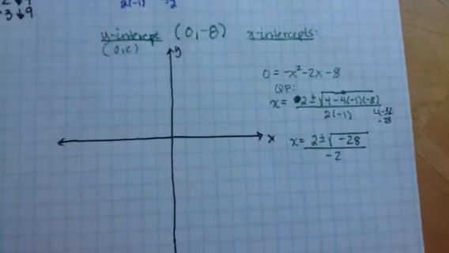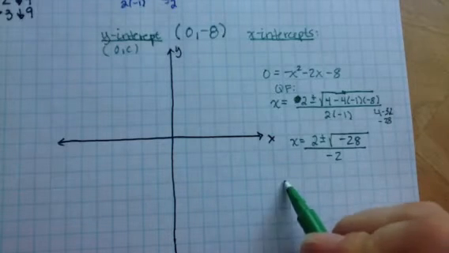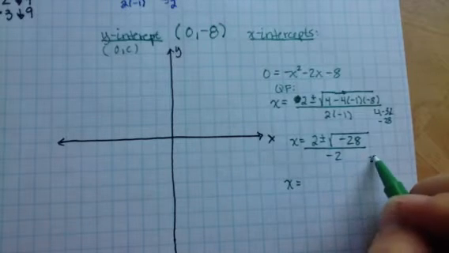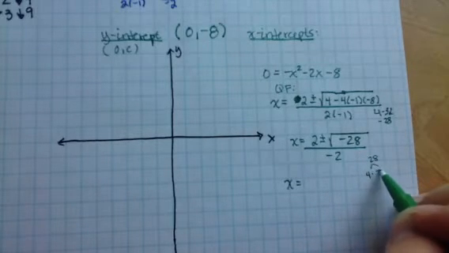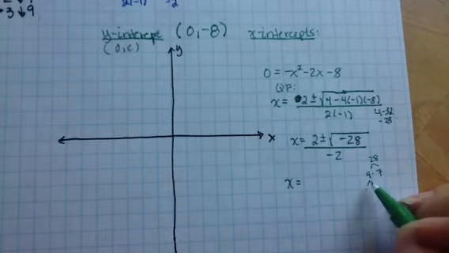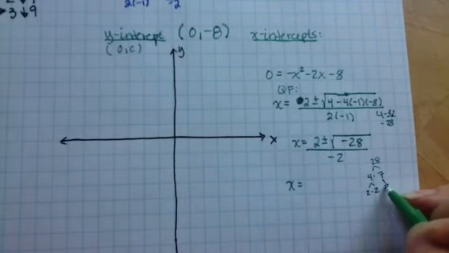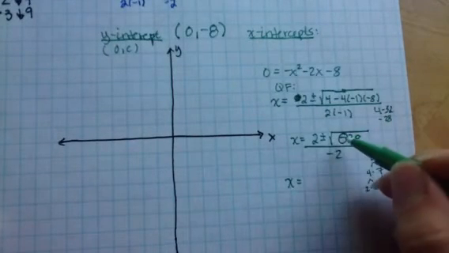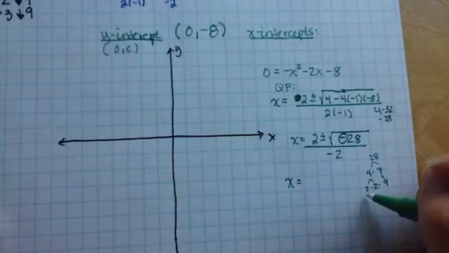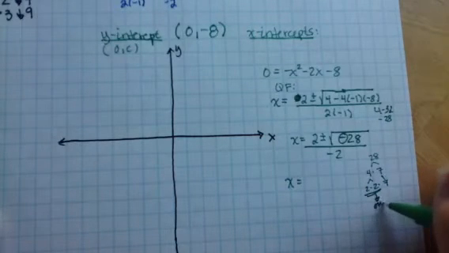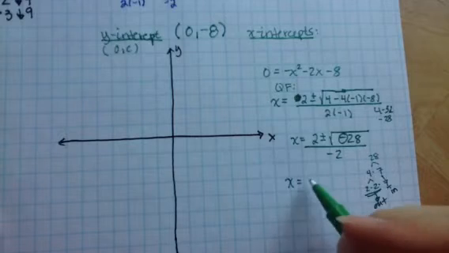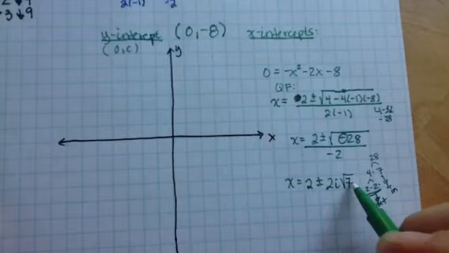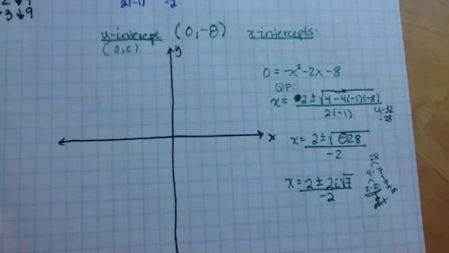And we need to simplify that square root of negative 28, so x will equal 28 breaks down into 4 times 7, and the 4 breaks into 2 times 2, so 2 times 2 times 7. And we have that negative out in front, so that makes it become an i. So the 2's come out, the 7 stays in, so I have 2 plus or minus 2i square root of 7 all over negative 2.